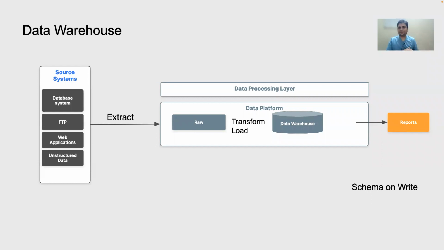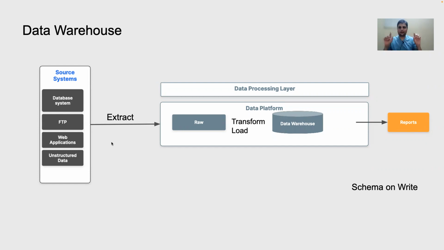So data warehouses existed for a long time. What you see is typical source systems. It could be a database system, FTP, an application, whatever the source. They have lots of data, which is then put into a layer which you can use for building reports, analyzing patterns, whatever it is. And for that reason, the data warehouse came into existence.